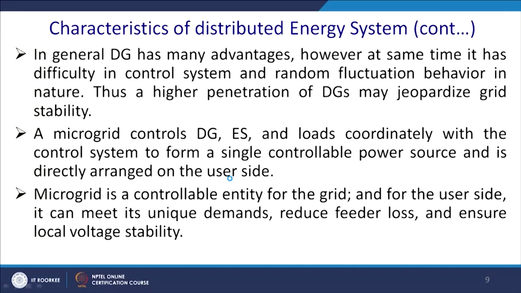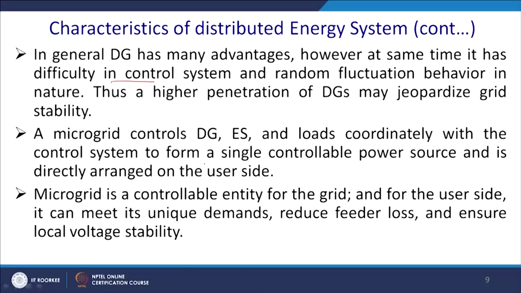Now, characteristics of the distributed generation system. In general, DG has many advantages. However, at times it has difficulty in control system and random fluctuating behavior in nature. For example, all of a sudden a cloud comes, and wind has its erratic profile, wind speed can change any time. So, considering those input fluctuations, the control system takes the pain of this input fluctuation. For this reason, it is a very challenging aspect to design a control system for the DC microgrid.